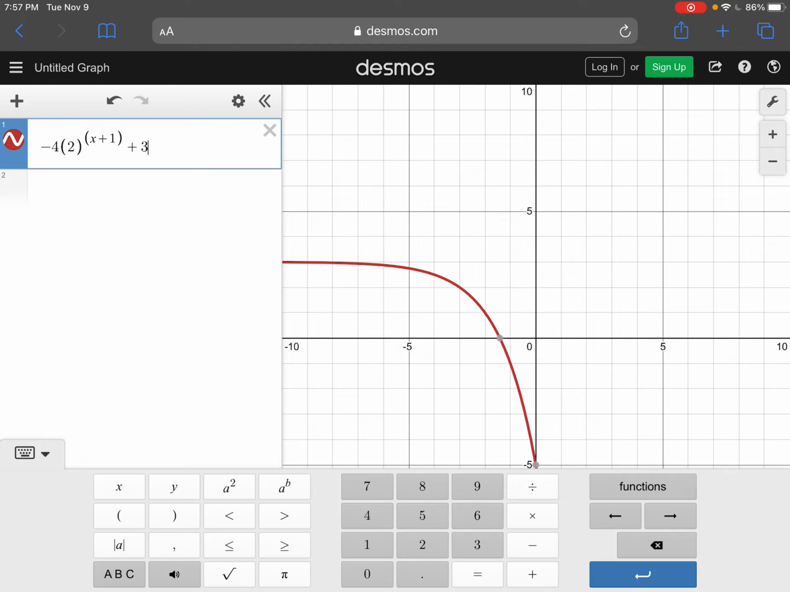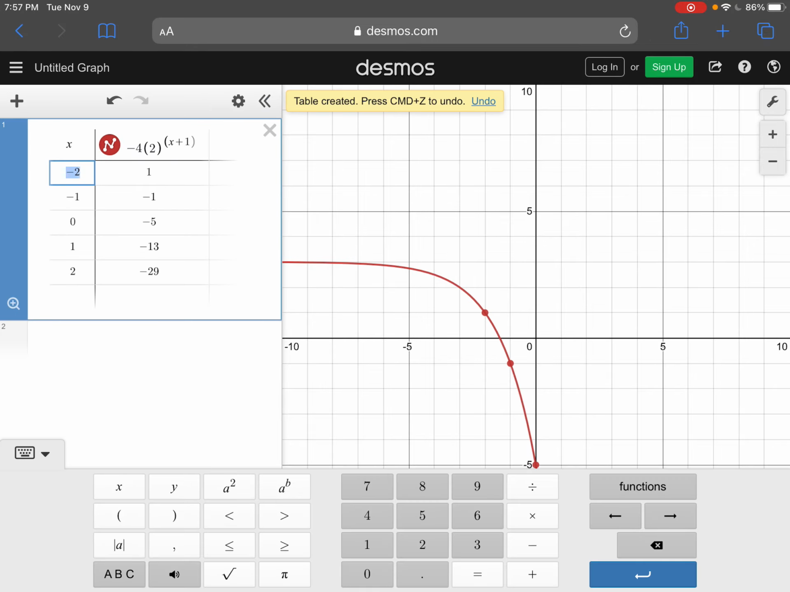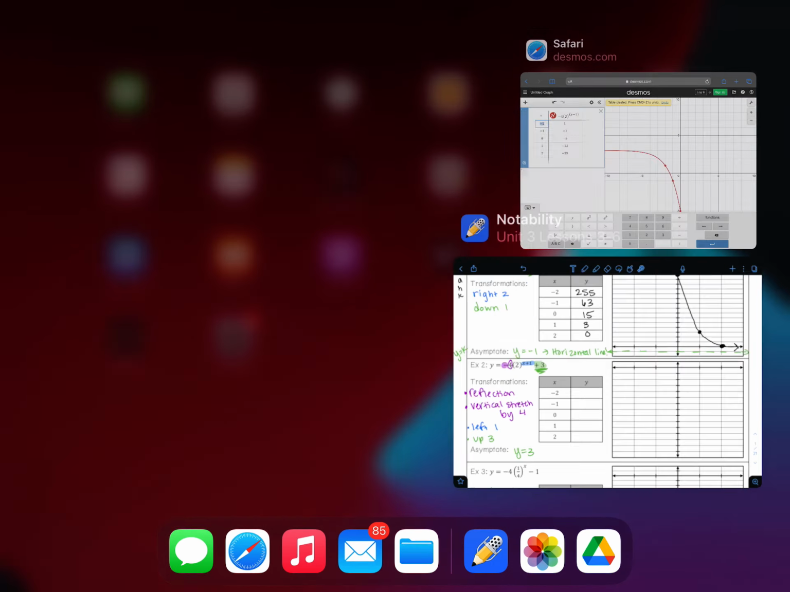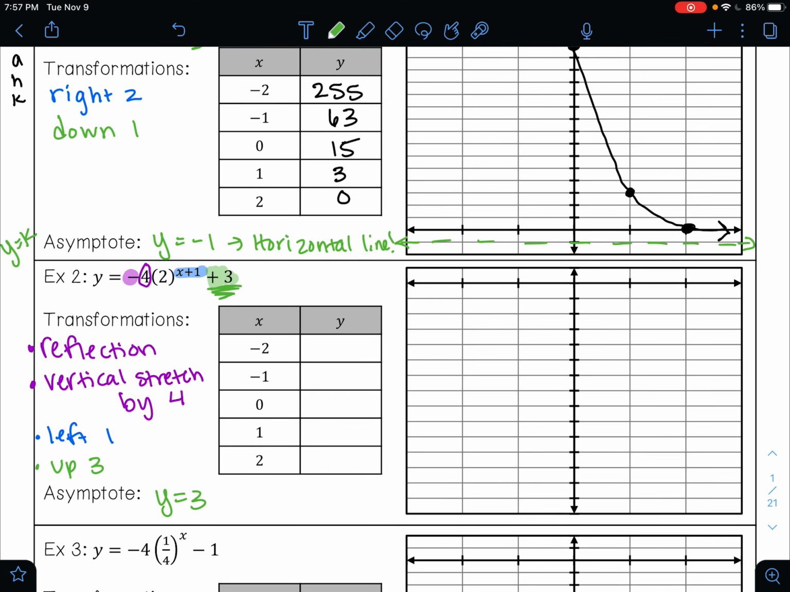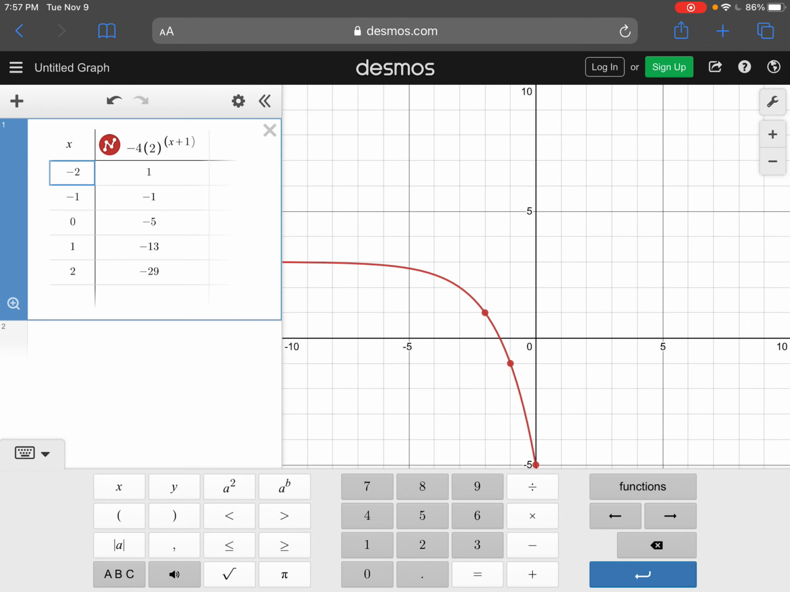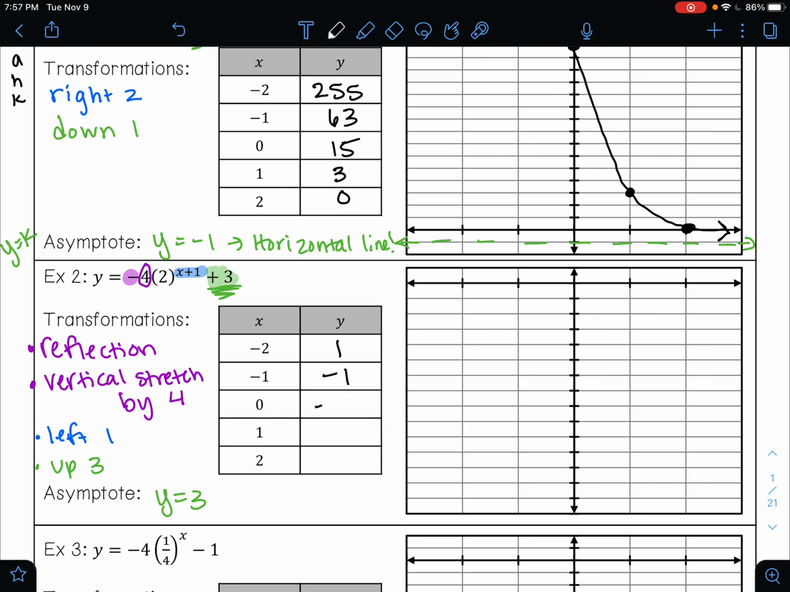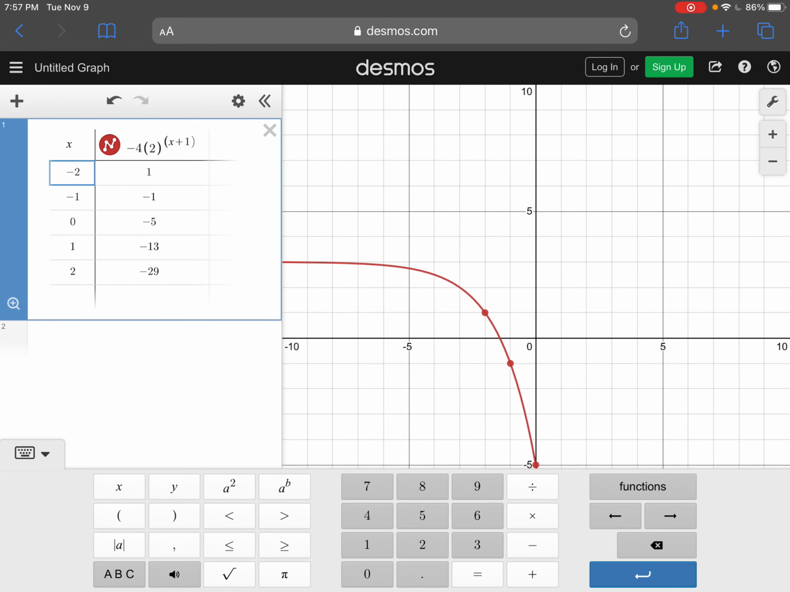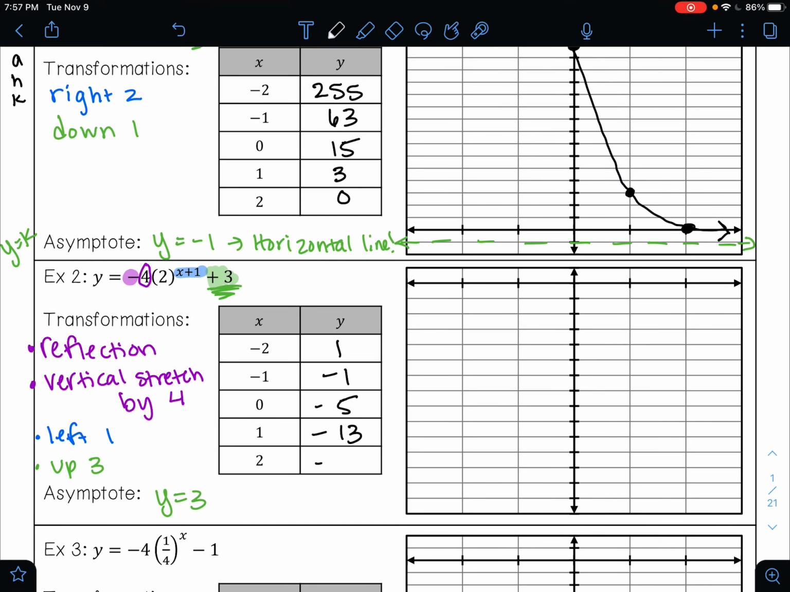I'm going to go ahead and go to my table of values. So I have 1, -1, -5, -13, and -29. Now, when you guys see this on your graph, I'll fix this because right now this is not enough space for me. And so I will fix that when it gets to your graph.